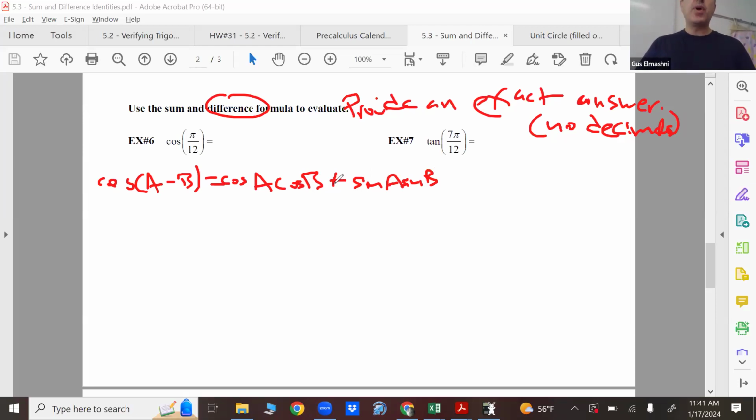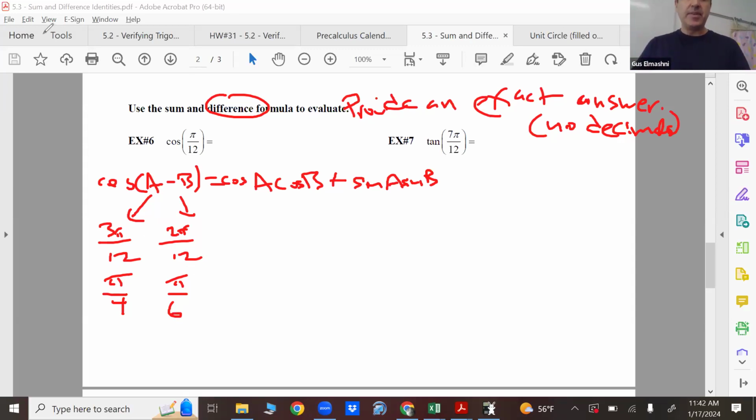What two angles when you subtract them get you pi over 12? It's a little tricky. What do you guys think? Can I subtract these two? Will that give me pi over 12? Yeah. I could also have done 4 pi over 12 and 3 pi over 12. I could have done 9 pi over 12. There's a lot of different ways I could have combined this. But why did I choose these two? Because what is 3 pi over 12 reduced to? Pi over 4. What is 2 pi over 12 reduced to? Are those two angles I could find on the unit circle?